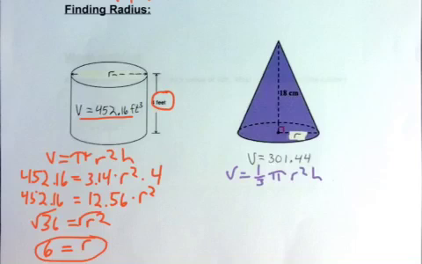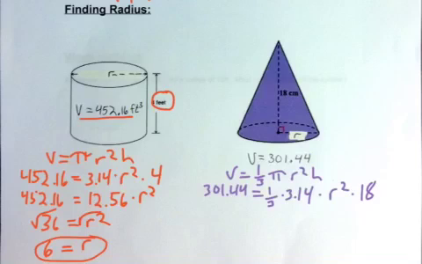So fill in the missing information. I know volume, I know height. So let's go ahead and work that in. So volume is 301.44 equals 1/3 times 3.14 times r squared times the height, which is 18.